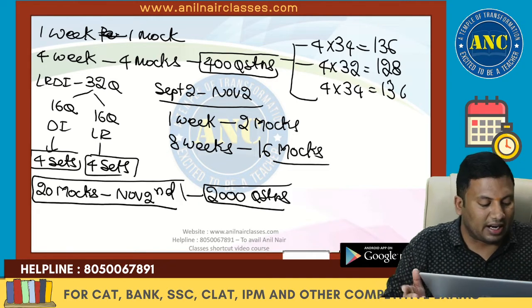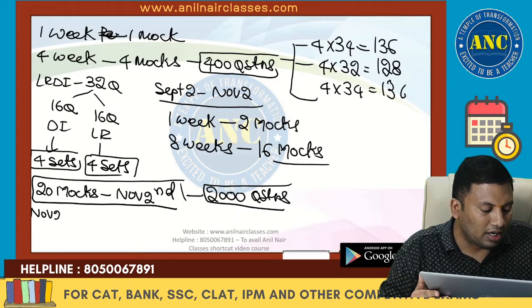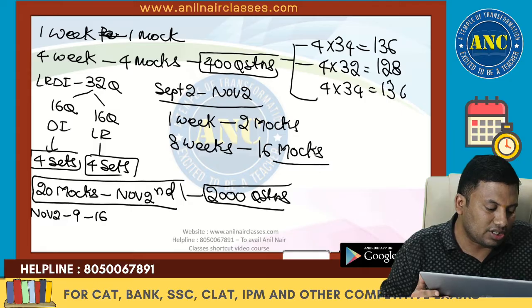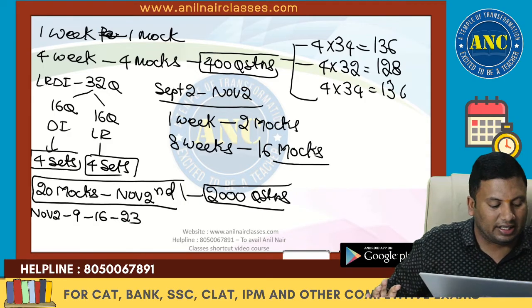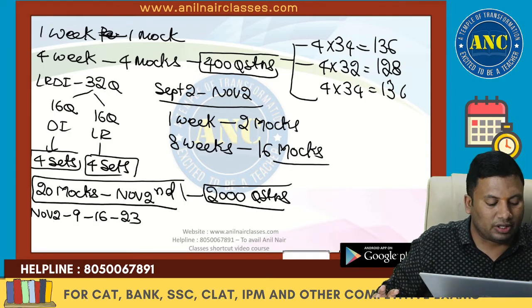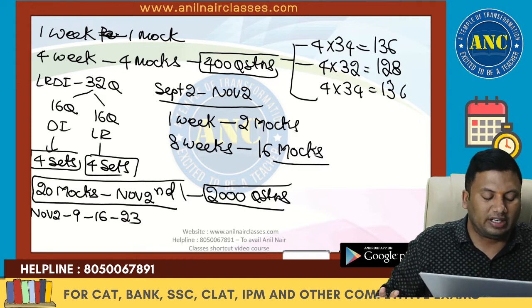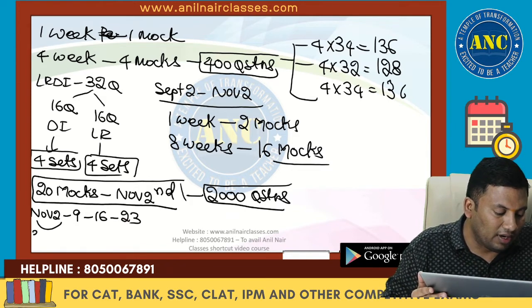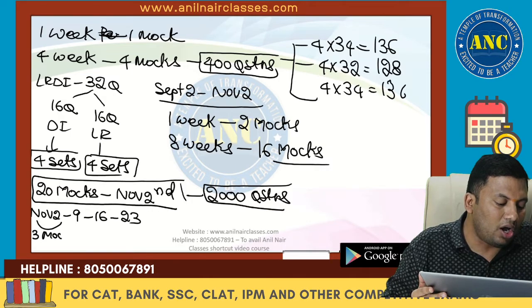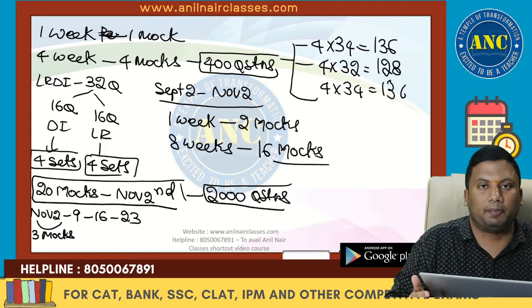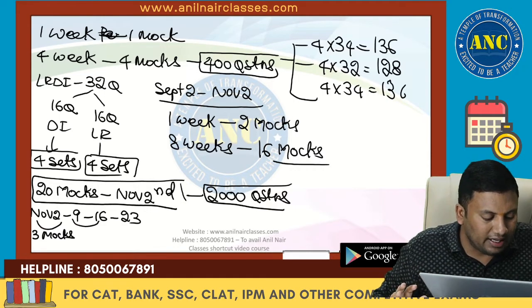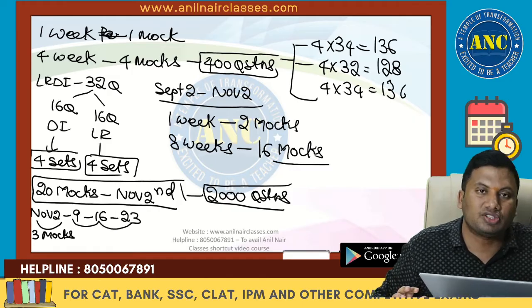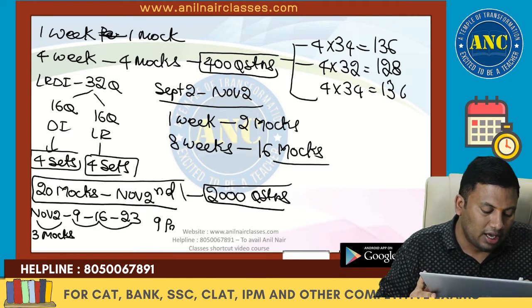After November 2nd, we have November 2nd, 9th, 16th, and 23rd. The last week, I would not recommend you to attempt it. So 2nd to 9th, 9th to 16th, and 16th to 23rd. From 2nd to 9th, you will write 3 mocks, all based on previous year CAT papers. Every previous year CAT paper is 1 mock. Again 3 mocks, again 3 mocks. That means you will go through 9 previous year CAT papers.